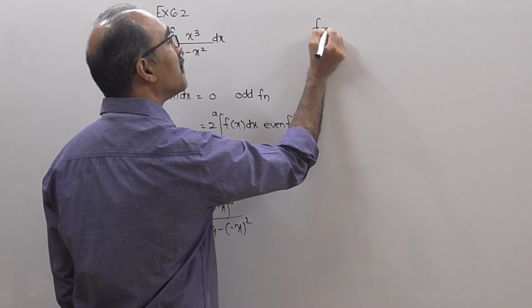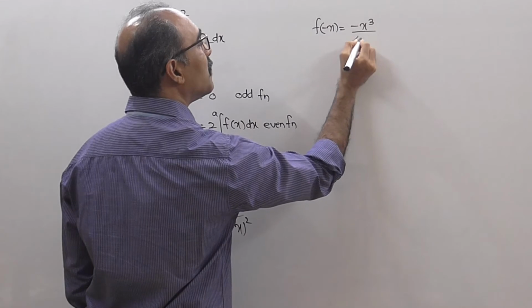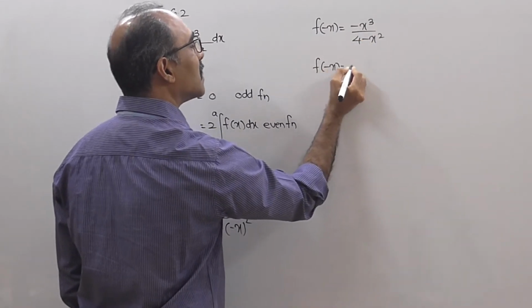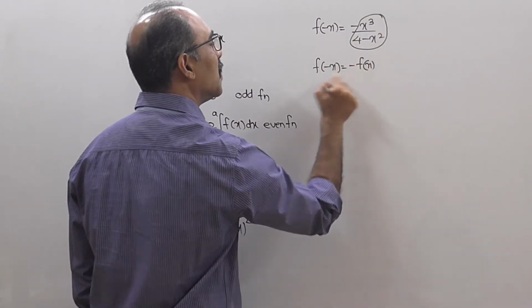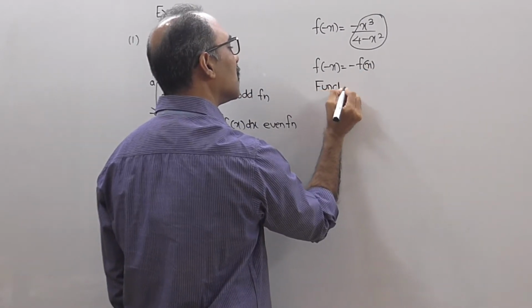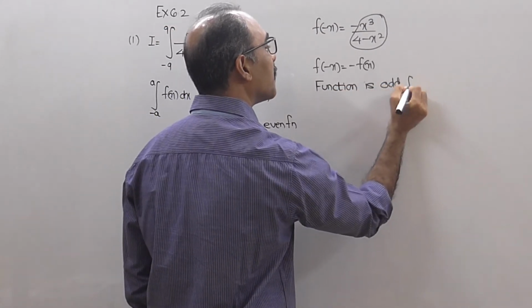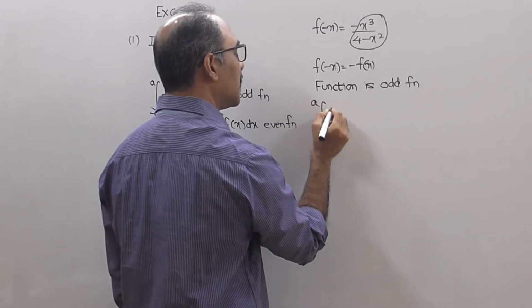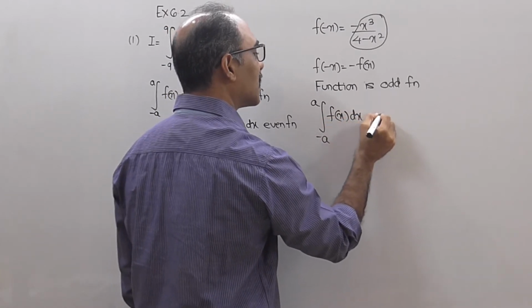So if we find f of minus x, minus x the whole cube is minus x cube, upon 4 minus x square. So can I say that f of minus x equal to minus, and this part is f of x? So if f of minus x equal to minus f of x, the function is an odd function. If the function is odd, the rule of definite integrals says that integration from minus a to a of f of x dx equal to 0.